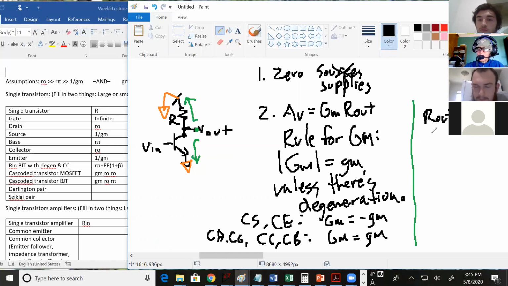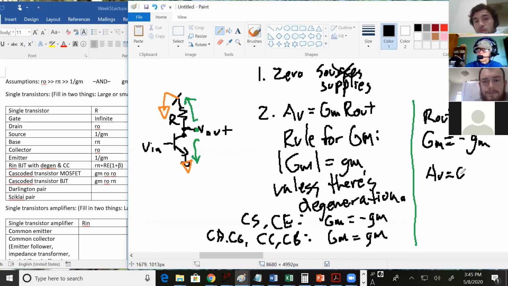Okay, and then it's a common emitter. You still need gm to find gain. Remember, gain is gm times R out. So you need to find gm. What's gm for the circuit? Is there degeneration? No, so you don't have to worry about a special case. And so you know it's gm. And then you just have to figure out if it's a minus or a plus. It's a minus. And then your Av is just your big gm times your big R out, and you're done.